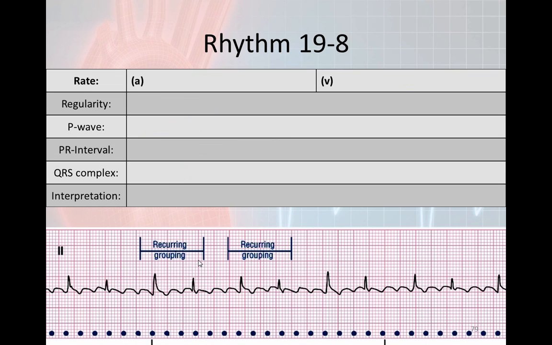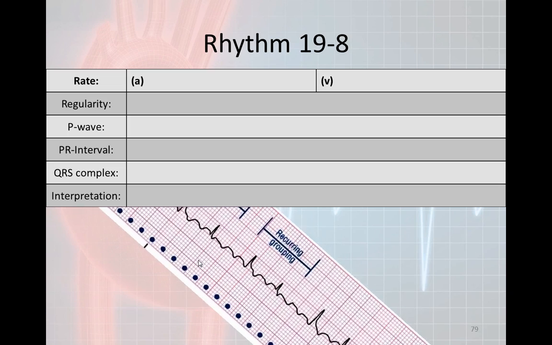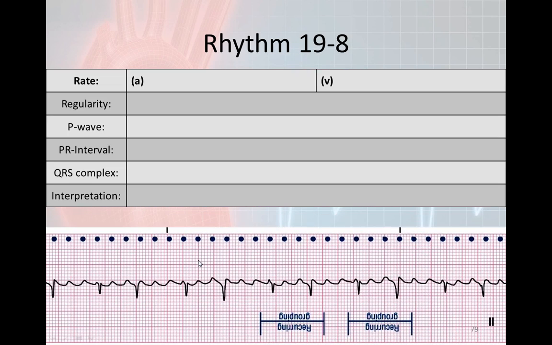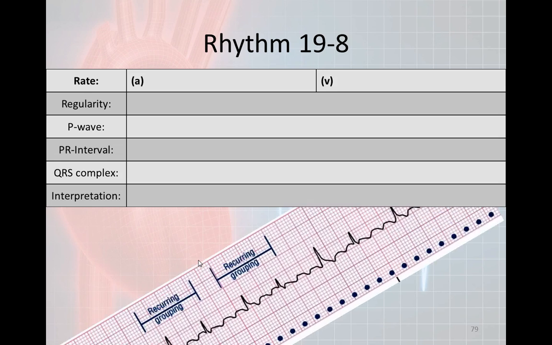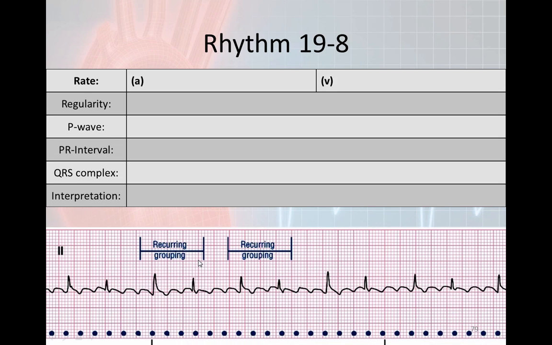The next one here, we also have some recurrent grouping, as you can see down there. First thing you want to do when you look at this and you see that weird baseline, you want to actually flip it upside down. You can do that right quick, and you can pretty easily now see the sawtooth pattern that is pathognomonic for atrial flutter. Now let's go ahead and do our atrial rate. It does exist because we do have atrial activity going on here. So we have from here to here, which is almost exactly 300 beats a minute.